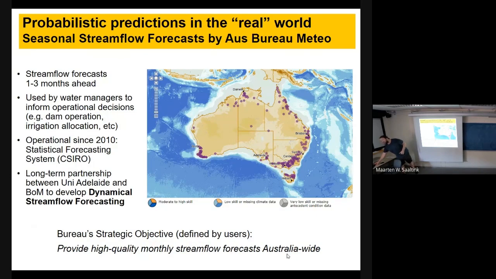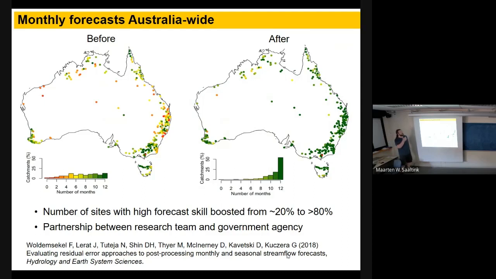Now, how does that then work in practice? Remember that this was part of our work with the Bureau, and they don't want to do this in one catchment, they want to do this in many, many catchments. And this was a comparison between, let's say, the benchmark scheme that the Bureau was using before we started working with them, or in fact, in the early stages of that work.